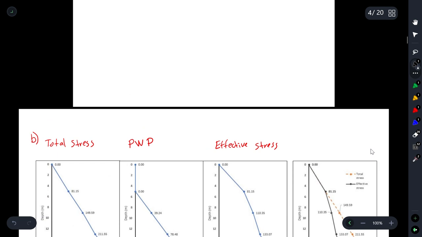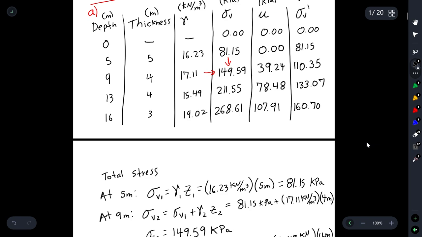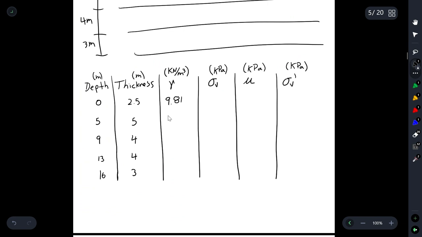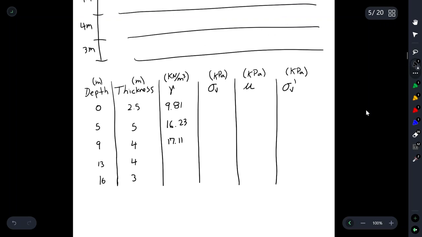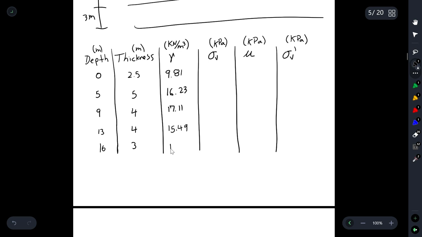Now the other ones wouldn't change, and we're going to just copy them again: 16.23 and 17.11, those are the first two, then the other ones were 15.49 and 19.02. So we're going to start this process in the same way. On this occasion, I'm not going to be writing the calculations I'm making. I just have the calculator here, and you can follow them up by yourself as well.